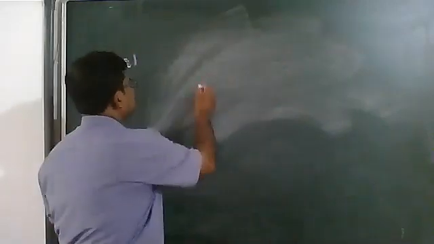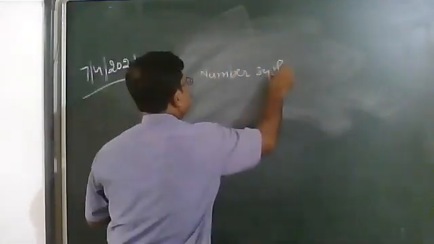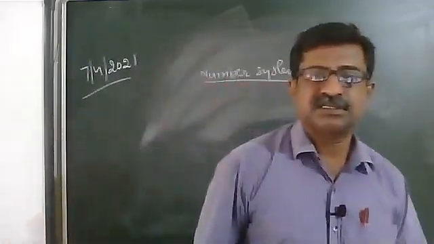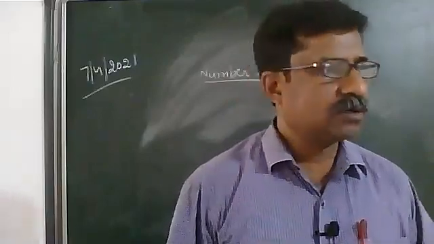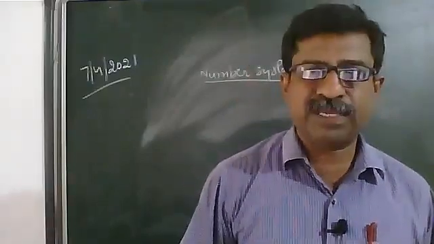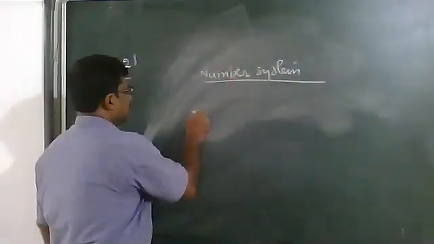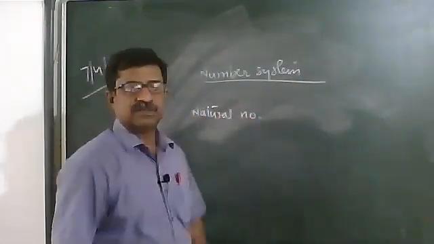Now, in number system, we have learned about the numbers. Different numbers you must have learned. All those numbers have to be done. Now, what are these numbers? Natural numbers. First, I have written natural numbers.